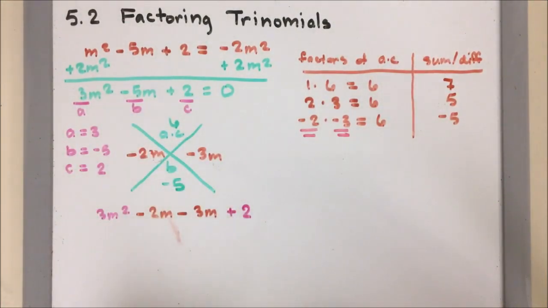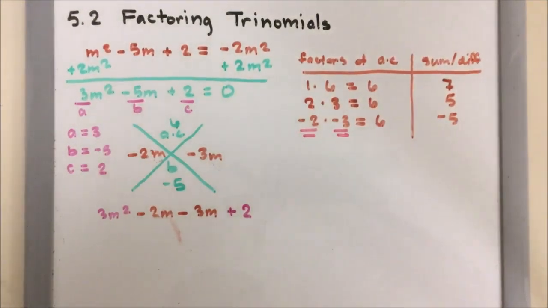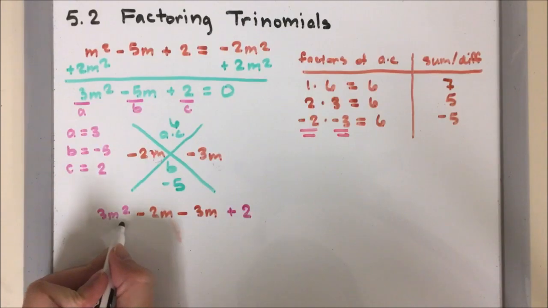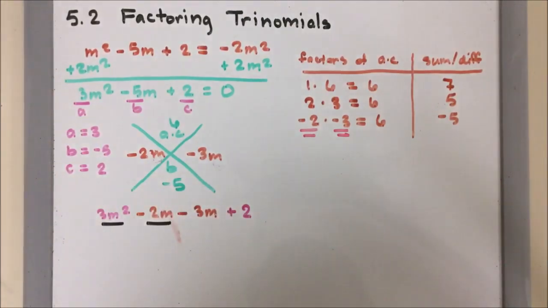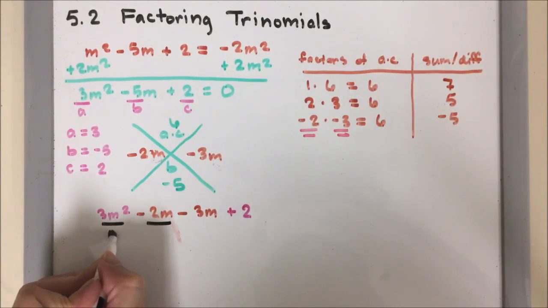Alright, so let's identify the GCF on the left side, which I'm going to write in black. Now both of these terms can be divided by m, so I'm going to put m here.